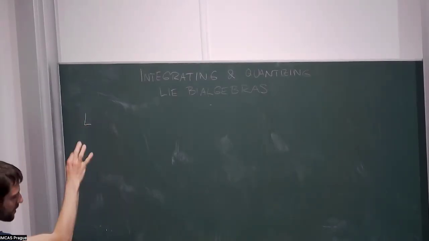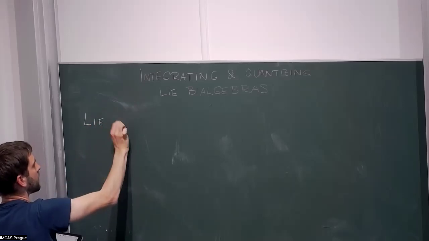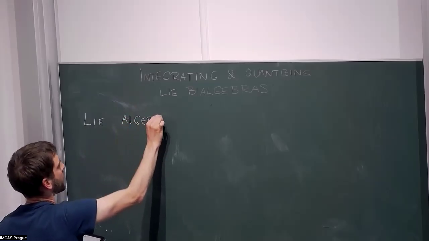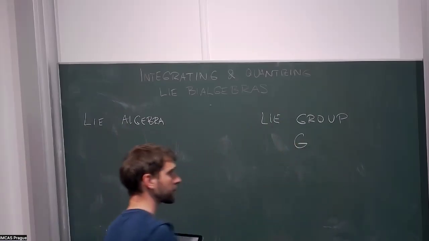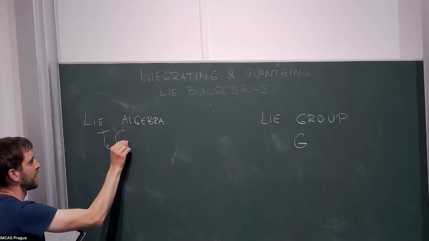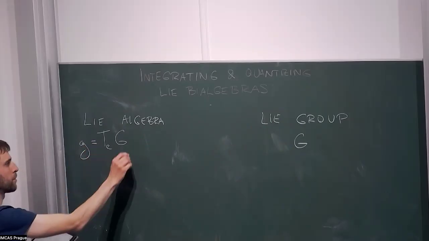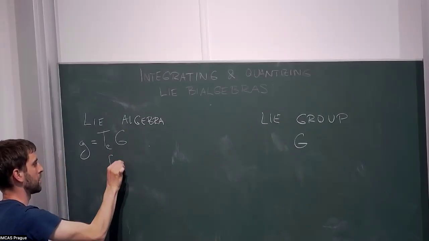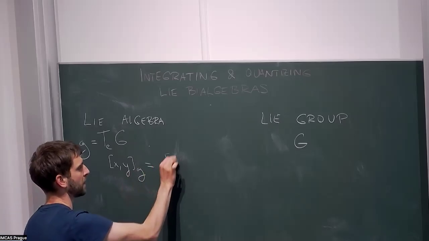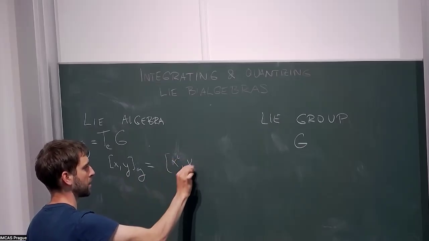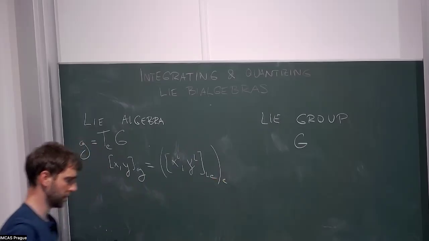So I will try to keep the left and right columns, where the left will be for algebras and the right will be for groups. If we have a Lie group, its Lie algebra is of course given by the tangent space at the identity, let's call it g. The Lie bracket is given as follows: you take, for example, the left invariant extensions of the vectors into vector fields, compute the Lie bracket, the commutator, and then restrict this to the identity.